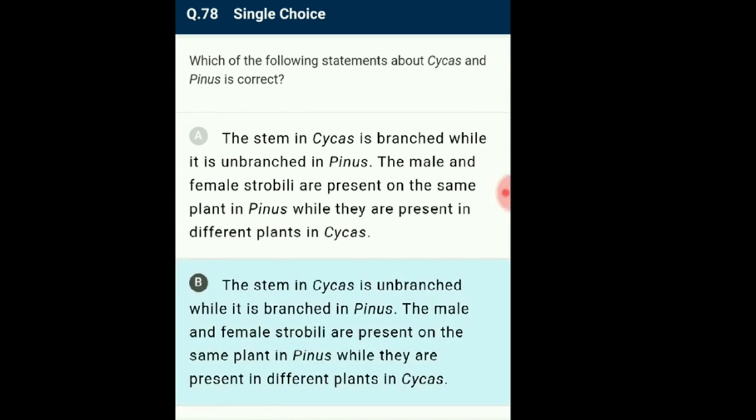Statement B about Cycas and Pinus is correct. The stem in Cycas is unbranched, while it is branched in Pinus. The male and female strobili are present on the same plant in Pinus, while they are present in different plants in Cycas. So the correct option is B.